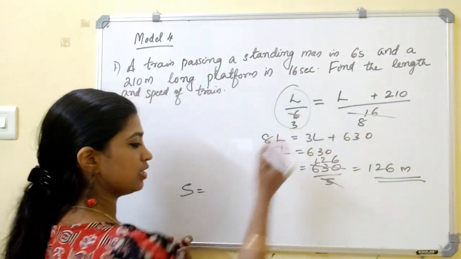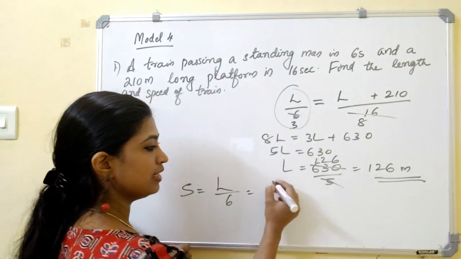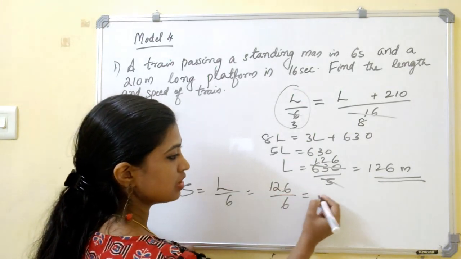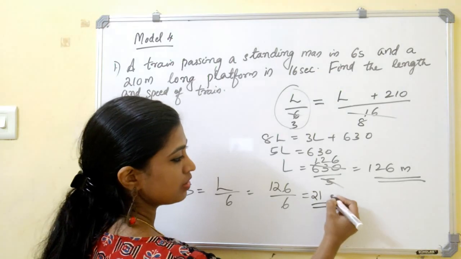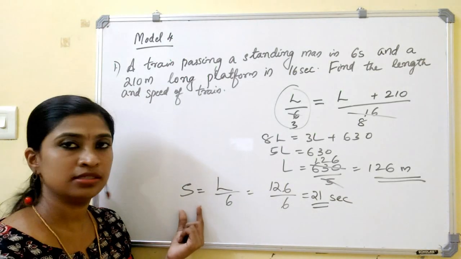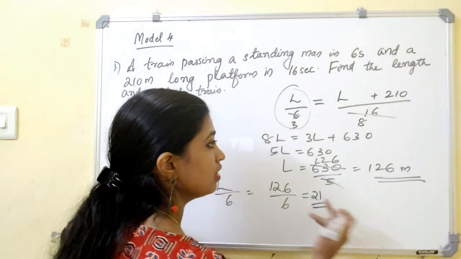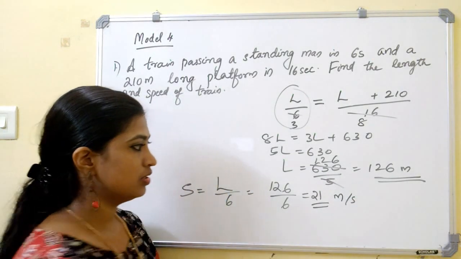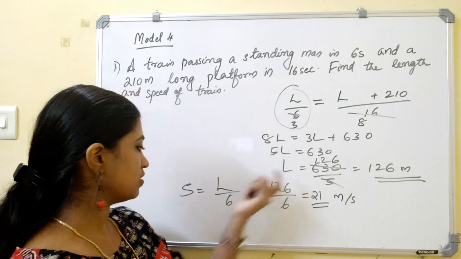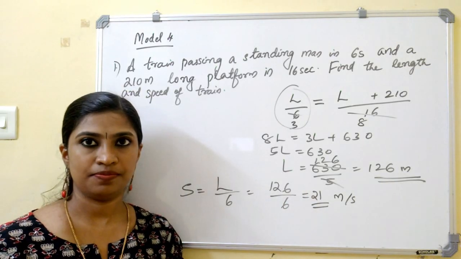And the speed of the train is given by speed equal to, either we can use this or this. So this is easy. Length by 6. Length is 126 by 6, which is 21, since 6 twos are 12 and 6 nines are 54. So 21 meters per second is the speed of the train. Okay, so we have obtained the length as well as the speed of the train.